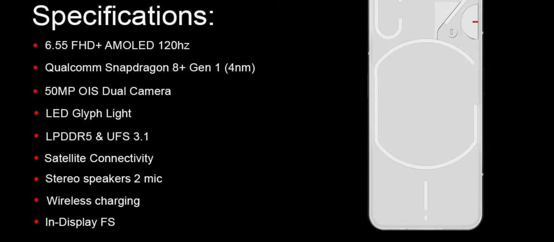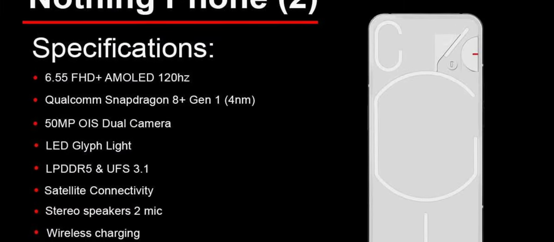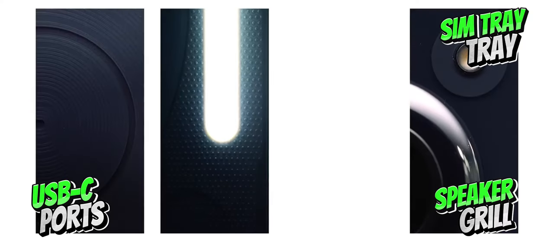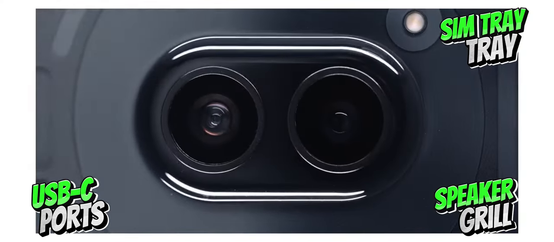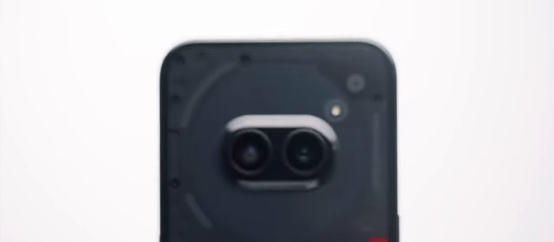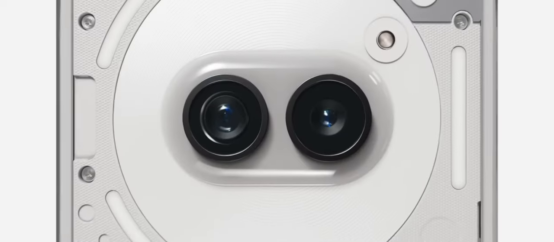So, let's talk about the bottoms of these phones. They're basically identical with the SIM tray, the speaker grill, and the USB-C ports all hanging out down there. And get this, they both have dual SIM card trays, so if you're in the market for a dual SIM phone, the Nothing Phone 2A has got you covered.